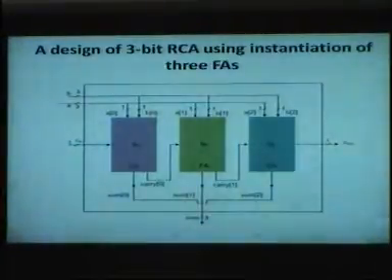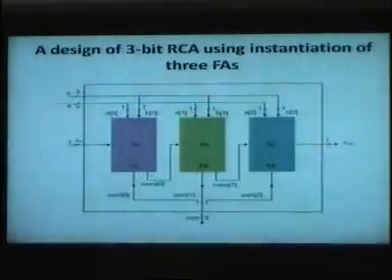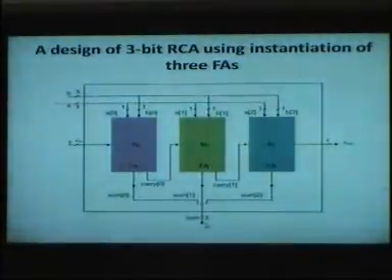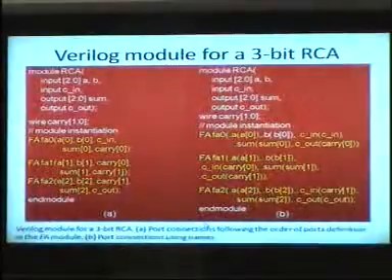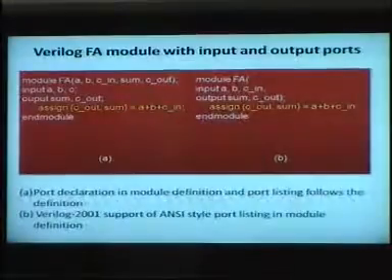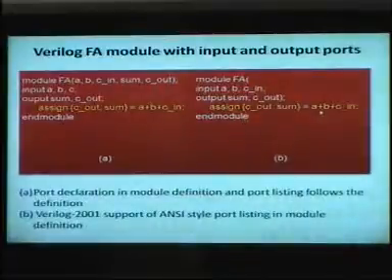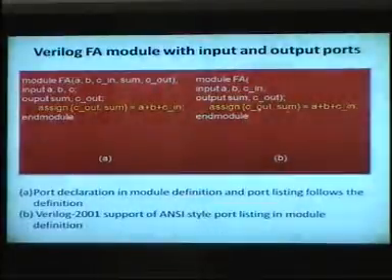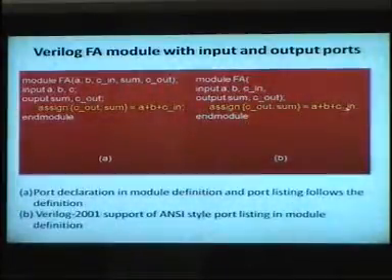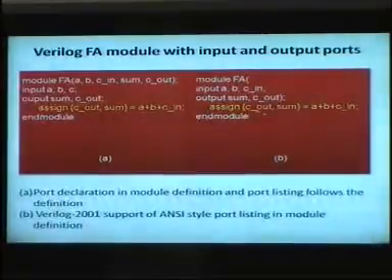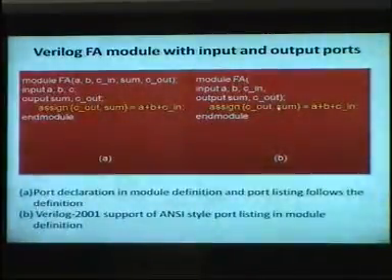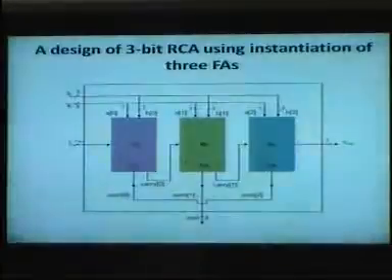So you say A0, B0 goes here, A1, B1, A2, B2 goes here, carry 0, carry 1, and so you make all the interconnections. And then if I go back, this is the basic module, which is actually adding 3 bits and producing 2 bits, A plus B plus carry in, and giving you sum and C out. Sum is the least significant and carry out is the most significant.